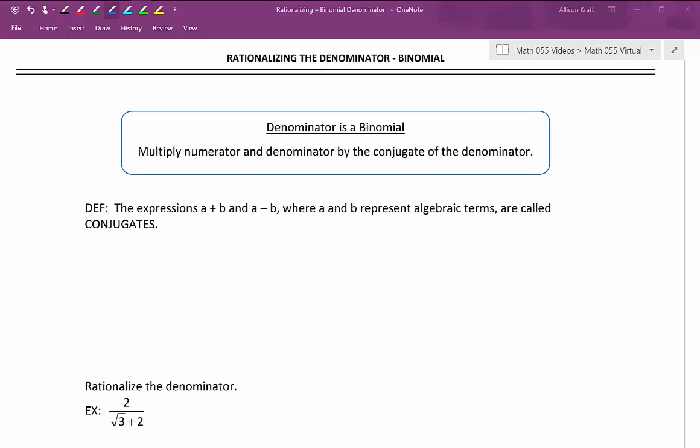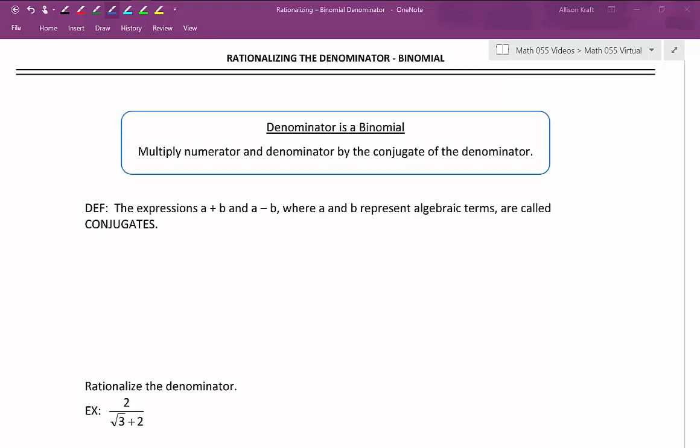In this video, we'll be rationalizing binomial denominators. Just like before, when rationalizing, the whole point is to eliminate the radical in the denominator. When you have a binomial, there's a little bit more work to do, but less thinking.